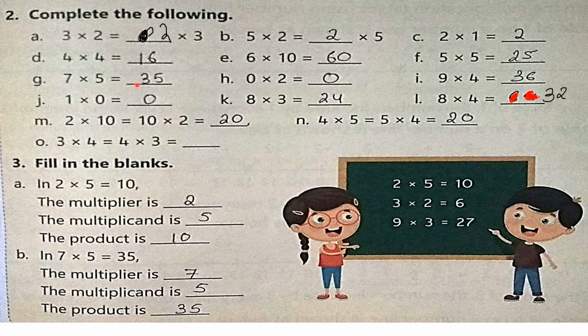7 times 5 is 35. 0 times 2 is 0. So 9 times 4 is 36. 1 times 0 is 0. So 8 times 3 is 24. 8 times 4 is 32.